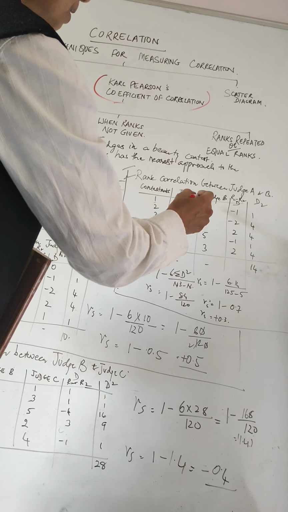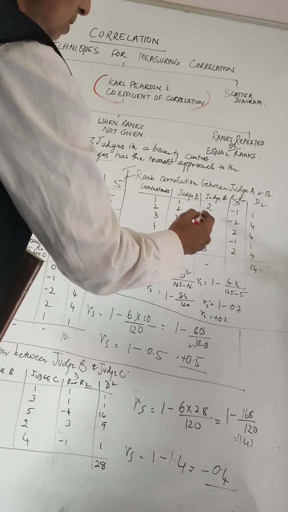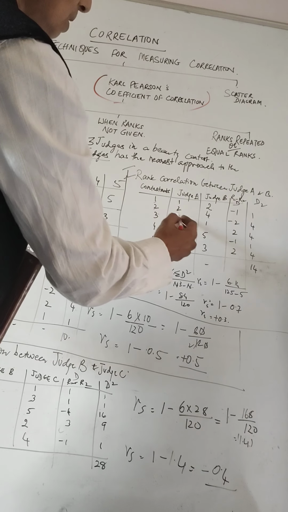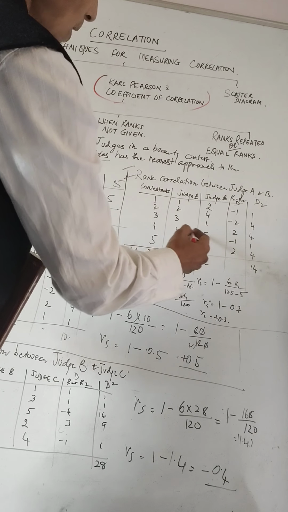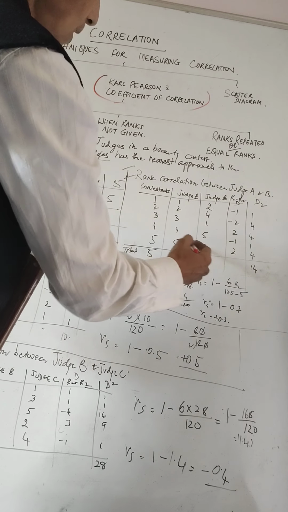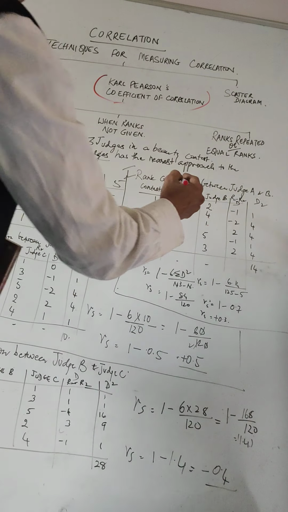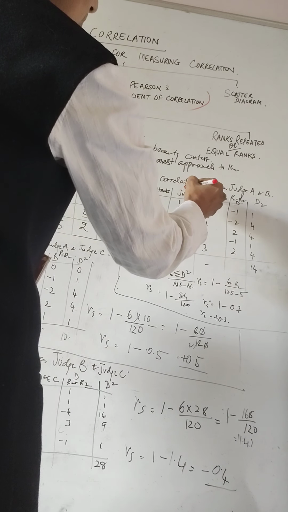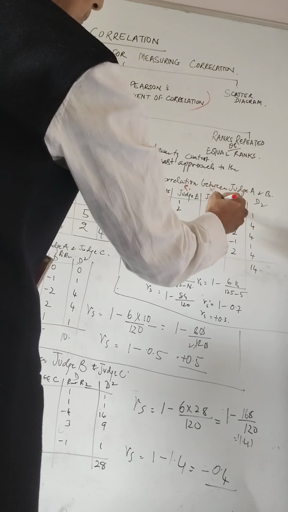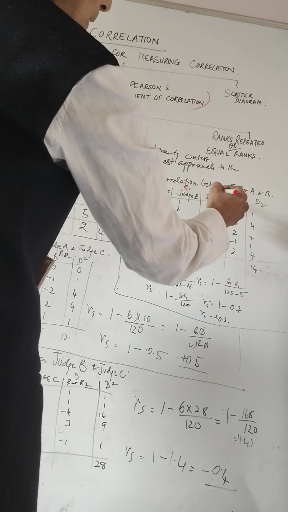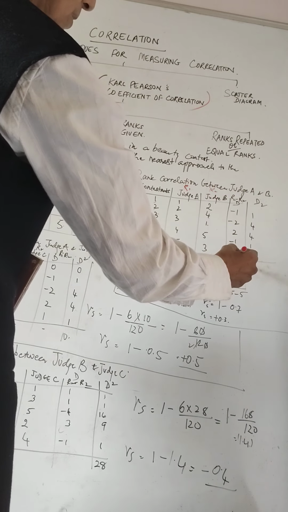Judge B, we see, has given the second ranking to the first contestant, fourth ranking to the second contestant, first ranking to the third contestant, fifth ranking to the fourth contestant, and third ranking to the fifth contestant. Now we'll call judge A's ranking rank 1 and judge B's rank 2. So the difference between R1 and R2 is what we get.